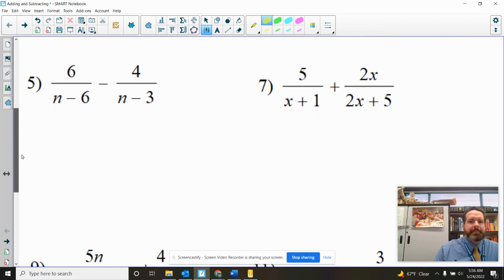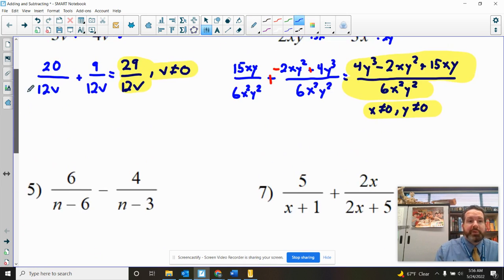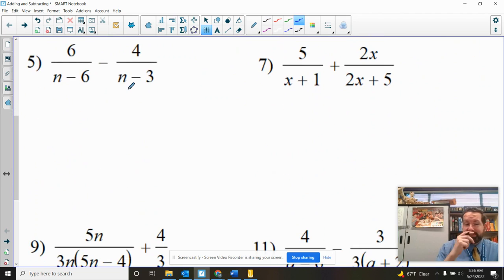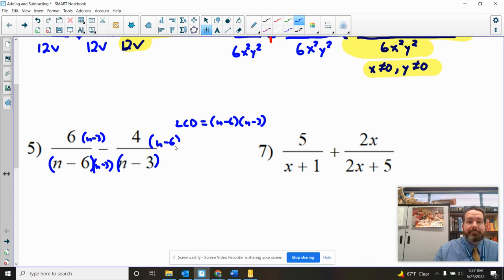Next up, believe it or not, they actually get a little simpler when you don't have those binomial denominators. When we have these binomial denominators, it's usually easier to find that LCD because I just need, well, I need an n minus 6 and an n minus 3. So there it is. That means we got to multiply by n minus 3, top and bottom here in this first one. Forgive me for writing that small, but there wasn't a lot of space. And then in the second one, we just need the n minus 6 top and bottom.